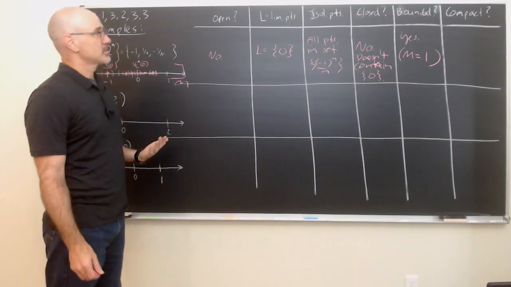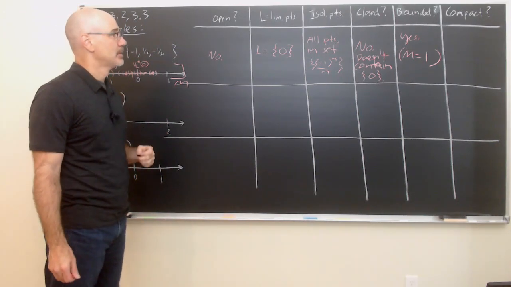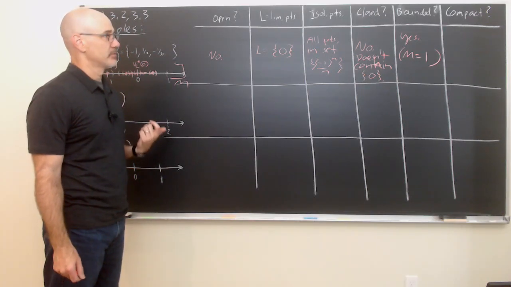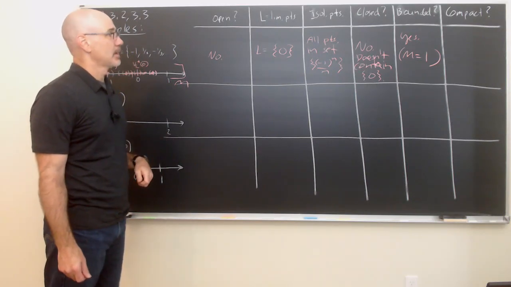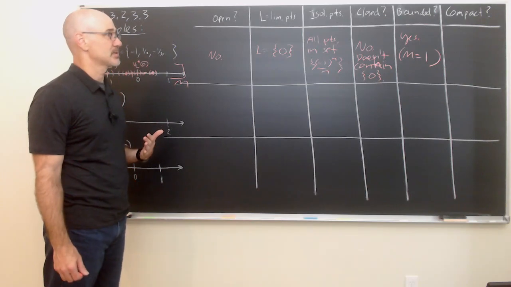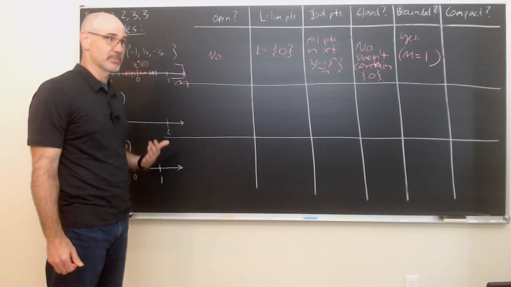All right, last question for this example: is the set compact? Now, compactness is defined in terms of the convergence of a subsequence. A set is compact if every sequence in the set has a subsequence that converges to something that's also in the set.